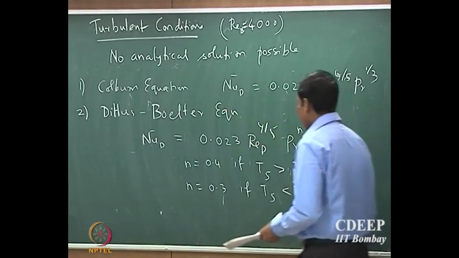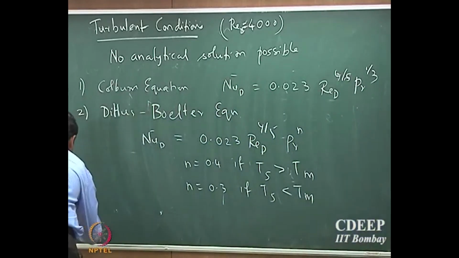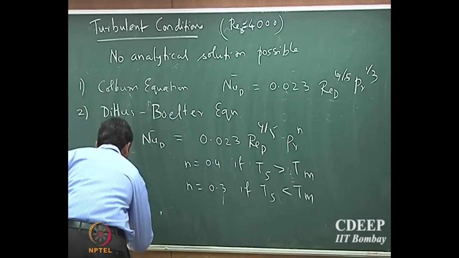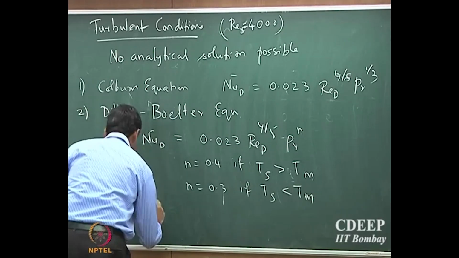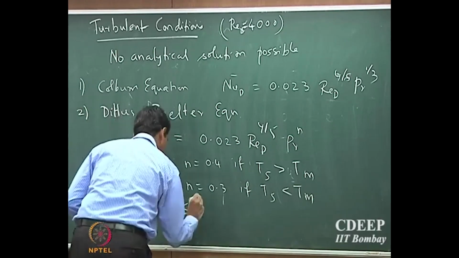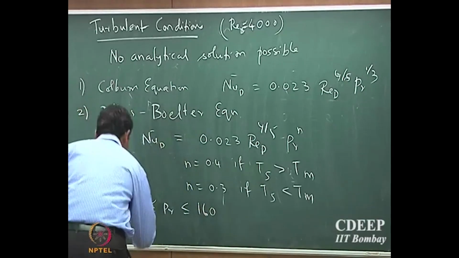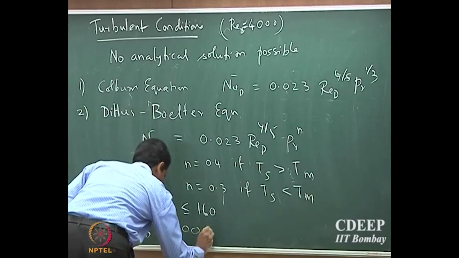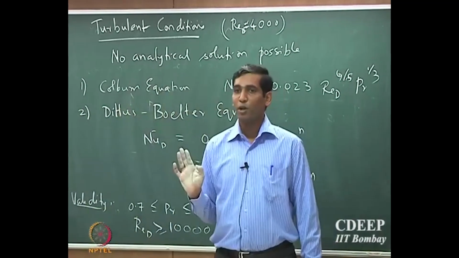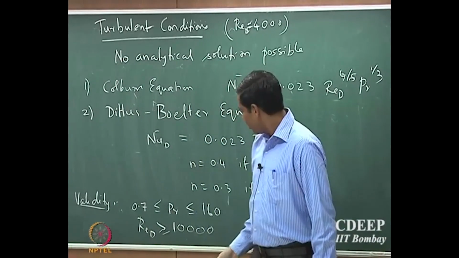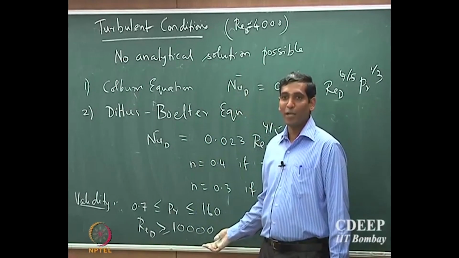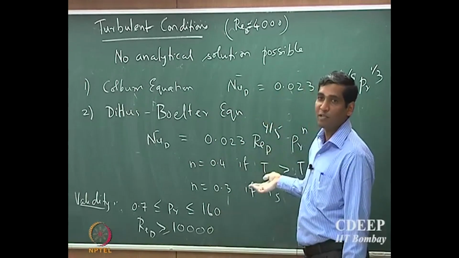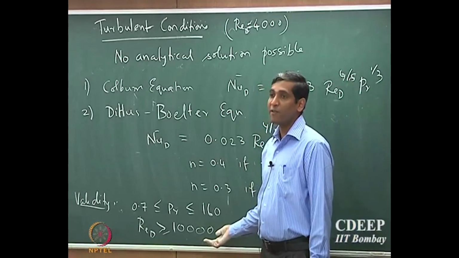Okay. And of course, there is some validity range. So, the validity is 0.7 less than or equal to Prandtl number less than or equal to 160 and Reynolds number greater than 10,000. Okay. Those of you who have already performed the turbulent flow experiments, you have been told that the Reynolds number should be above 10,000. The reason why that is the case is the validity of the correlation that you use is only when the Reynolds number is sufficiently large.